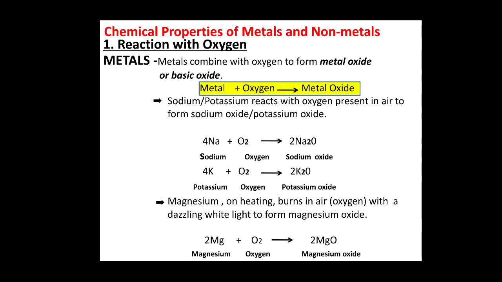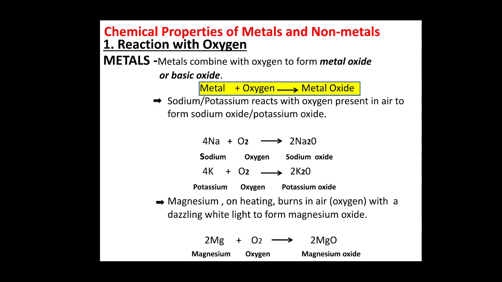Let us see through some examples. First of all, sodium and potassium: when they combine with oxygen, they form the corresponding metal oxides, that is sodium oxide and potassium oxide respectively. Children, here you just see that the reactions I have written here are balanced ones. So first of all you have to write the raw reactions in your rough notebook. Later you try to balance them on your own.